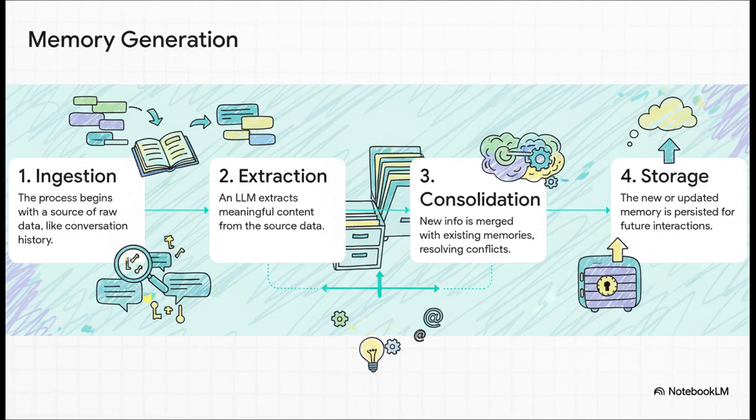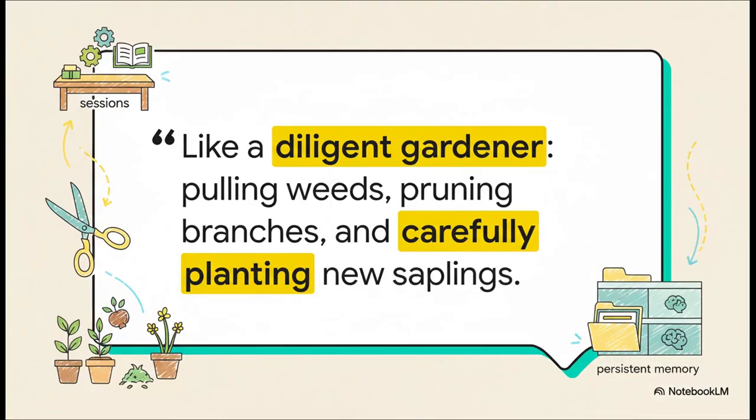Now, step three is the most important part, consolidation. This is where it compares the new info with memories it already has to get rid of duplicates or fix any contradictions. And finally, that new, polished memory gets stored away for next time. And this idea of being a diligent gardener is just a fantastic way to think about why that consolidation step is so critical. You see, it's not just about piling on more and more information. That would just be a mess. It's about constantly tending to the garden, pulling out the weeds, pruning back things that are no longer relevant, to make sure the AI's memory stays healthy, organized, and actually useful.